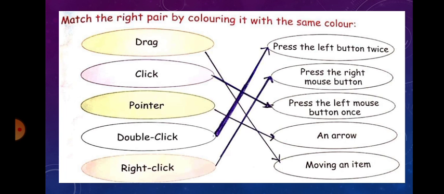So drag is moving an item. Color it with yellow. Click, press the left mouse button. Color it with pink or purple. And you can also use scale to mark it. Pointer is an arrow. Color it with green.